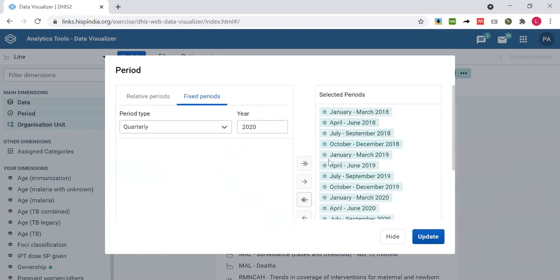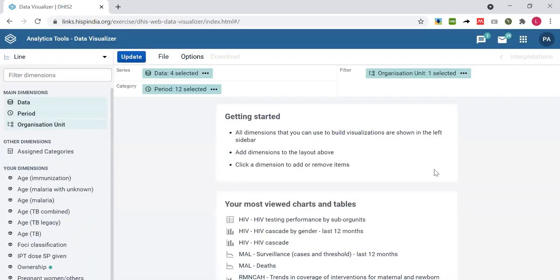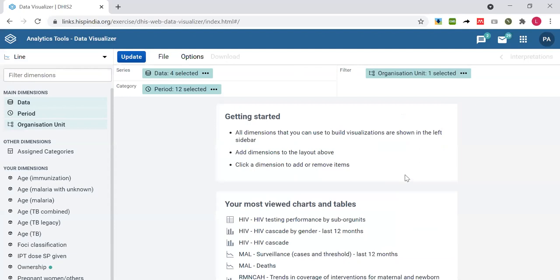And I selected all the quarters in the last 3 years. Okay. Is that clear? And I click on hide. Done. What about the org unit? Let's keep it at training land for the moment. Right. Fine. So everything is set.